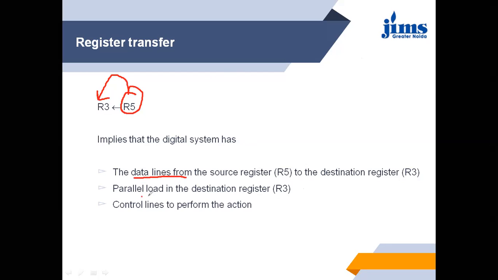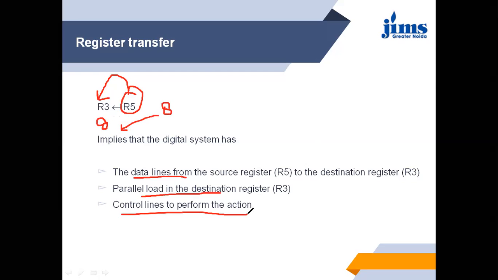Parallel load in destination register R3 means the data can be loaded in parallel, meaning the complete data. Suppose R5 has 8 bits and R3 also has 8 bits, then the complete data is going to be transferred from R5 to R3 at a single time. And control lines to perform the action.